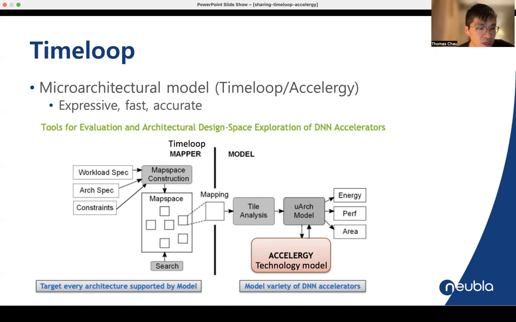So as Accelergy incorporates a technology model that allows user-defined complex architectural components and plug-ins for various technology models, it can accurately model different architectures and technologies.